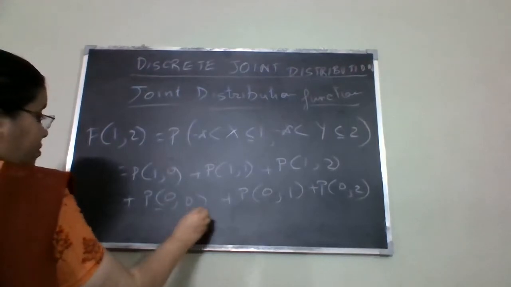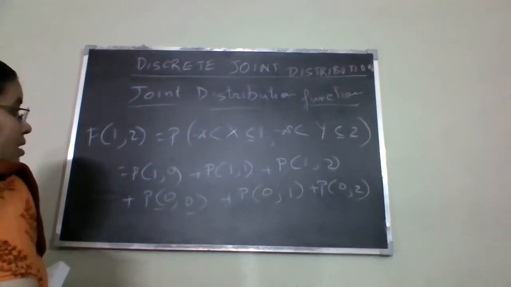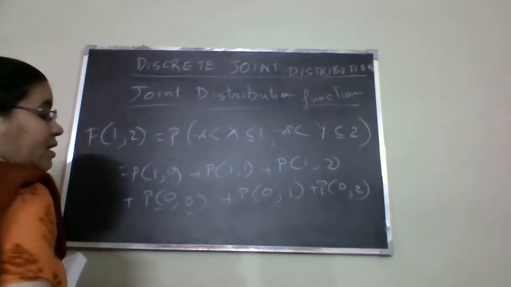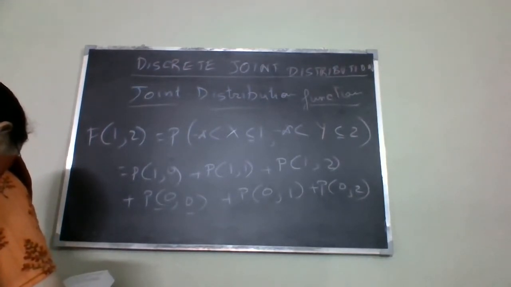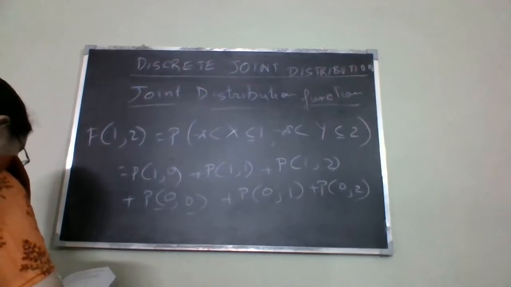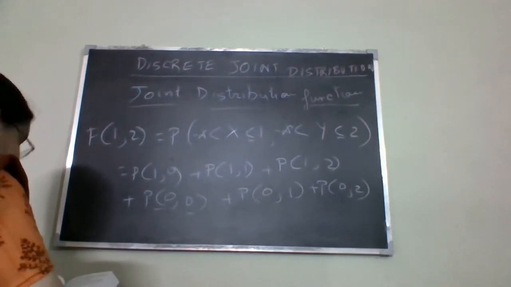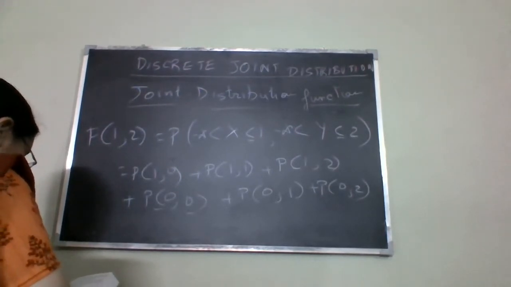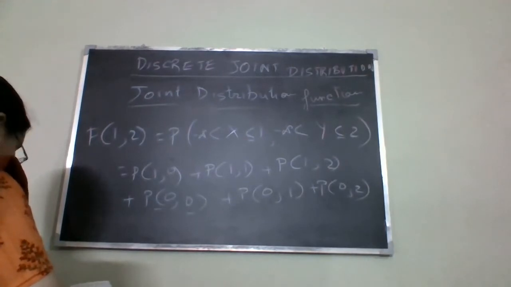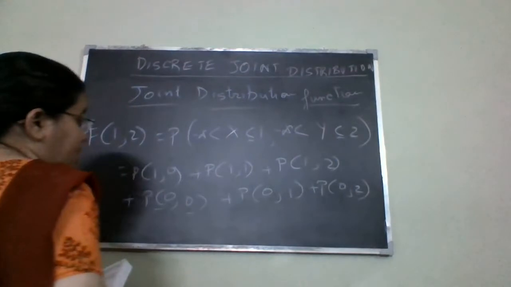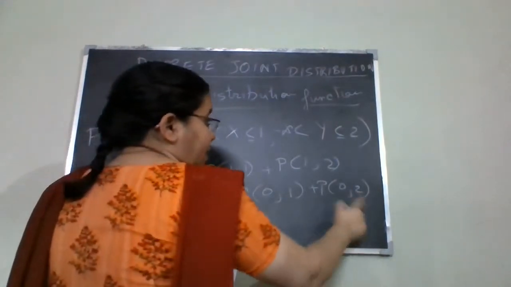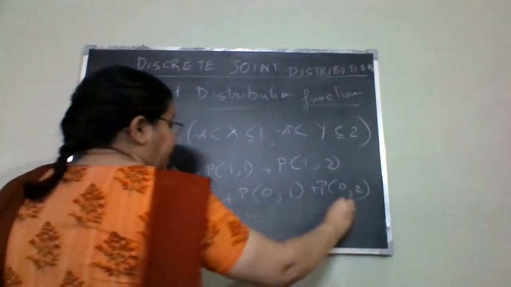So this P(0,0) means the situation where both x and y are 0, because x's value has to be maximum 1 and y's value has to be maximum 2. It means x cannot cross 1, and y's value has to be maximum 2. So if I don't take any x and y, then this condition is satisfied. Now x is 0, y is 1; x is 0, y is 2. So these are three correct conditions.